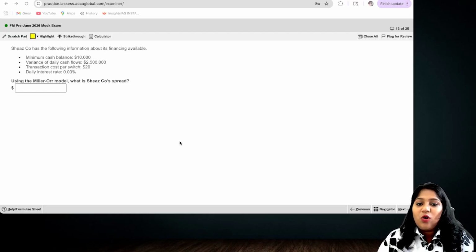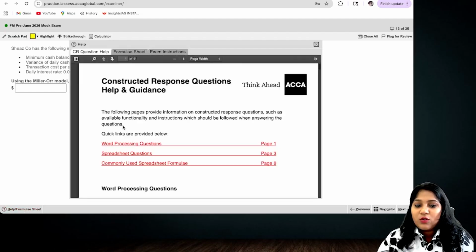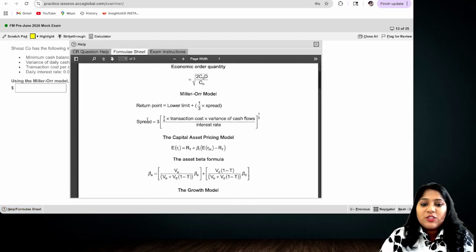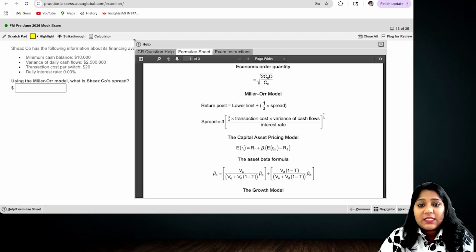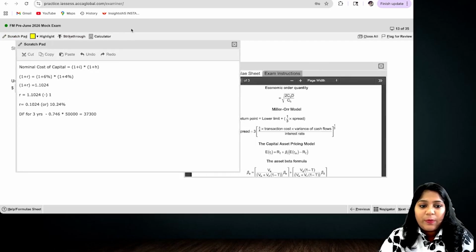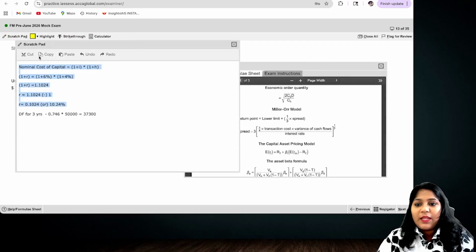So if you guys know, how do we calculate spread? So all of you guys go to your formula sheet. If you don't know the formula, go ahead and check what is the spread formula. This is the spread formula. See guys, ACCA is not difficult as long as you know how to handle this. So yeah, if you take the scratch pad, now I will just apply the formula here.